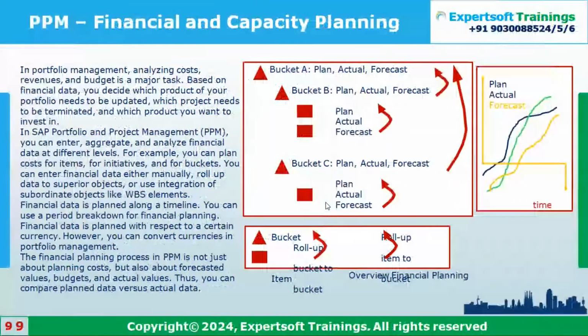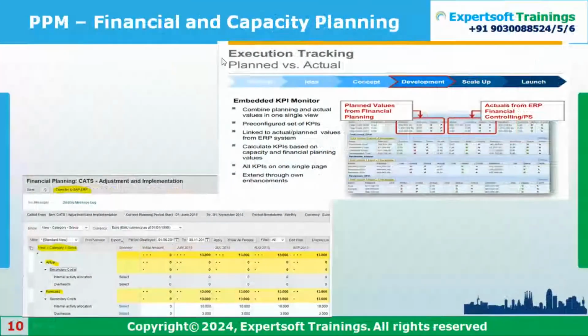So this is financial planning. As I said, you can do it on a bucket level, item level or initiative level. That can be either a roll-up from top to down or a bottom-up approach. So you do your planning, actuals and forecast, whatever, and we are going to cover that when we come to other courses, right? So you can do the financial planning. Let me show you some things.